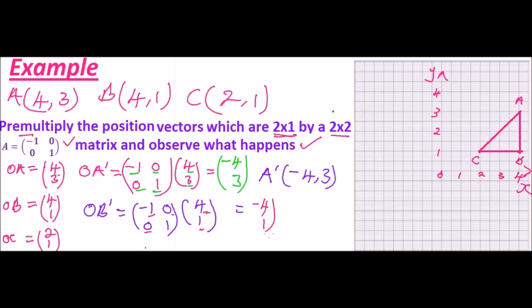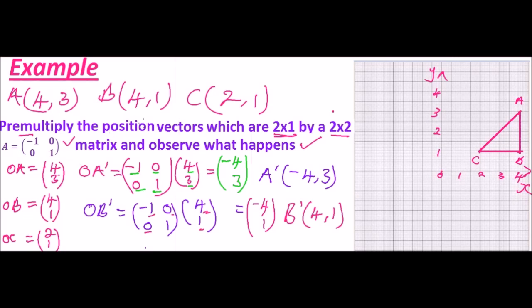So the new position of B, that is our B prime, is equals to the coordinates, that is, we want to write that as a coordinate. So this will be our B prime, which is minus 4, 1. Those are the new coordinates of B. So we go to C, we do the same.